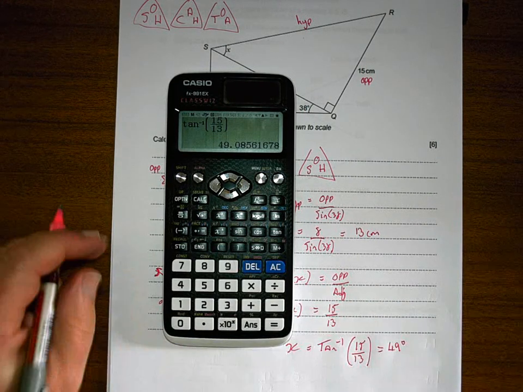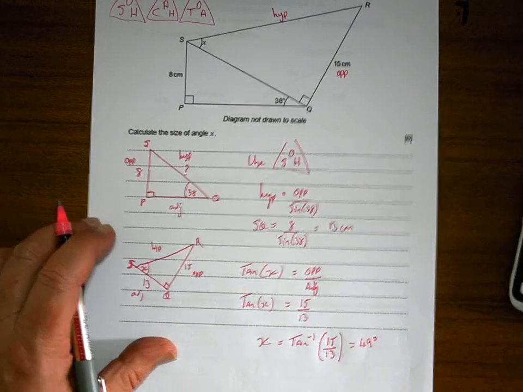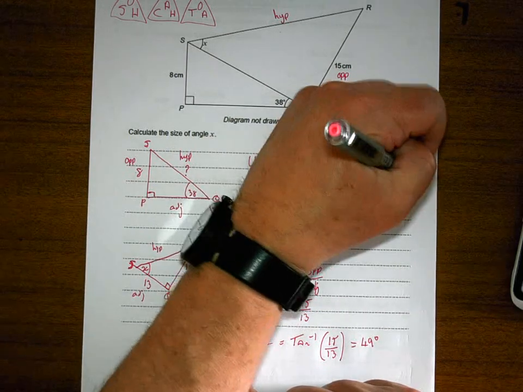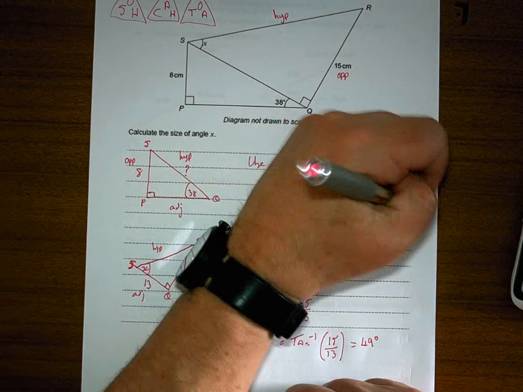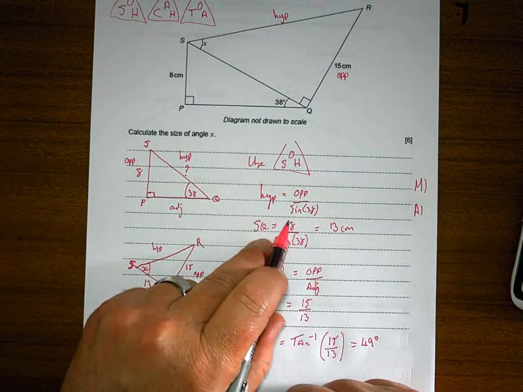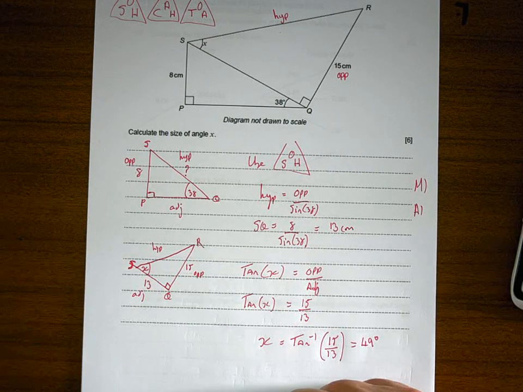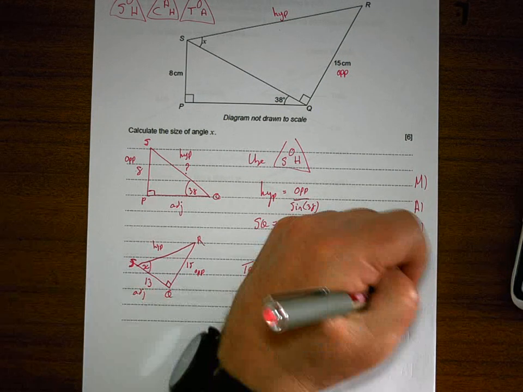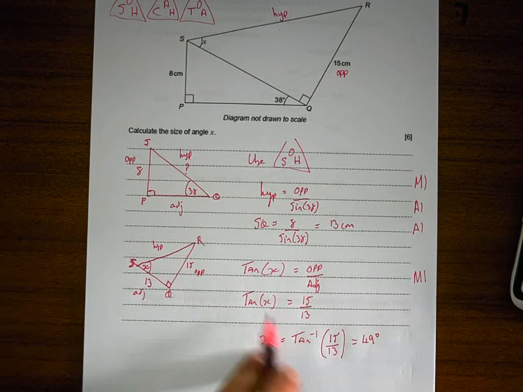6 marks for that. First is for getting the 13. So it's a method for correctly getting the sine and in the right order. So that over that. So you're going to have 1 mark for 8 over sine 38 and 1 mark for the 13. And then the same with this one. A method for getting the tan is 15 over 13.